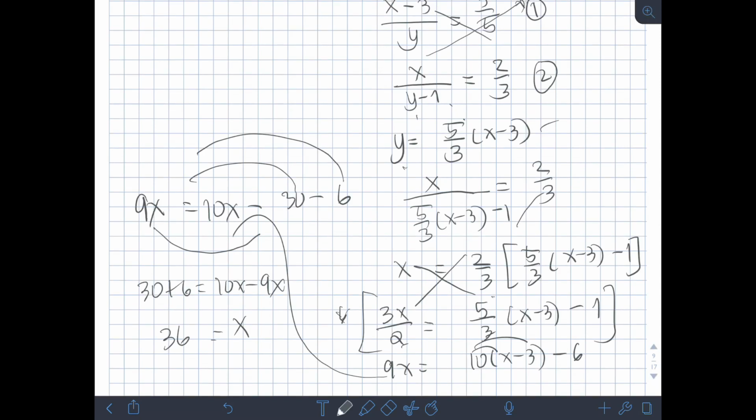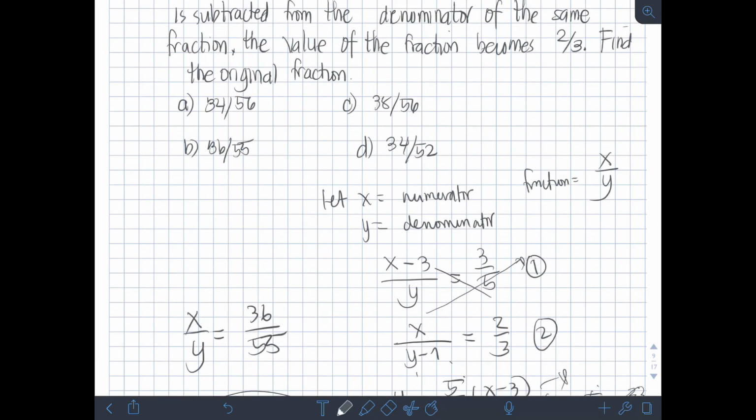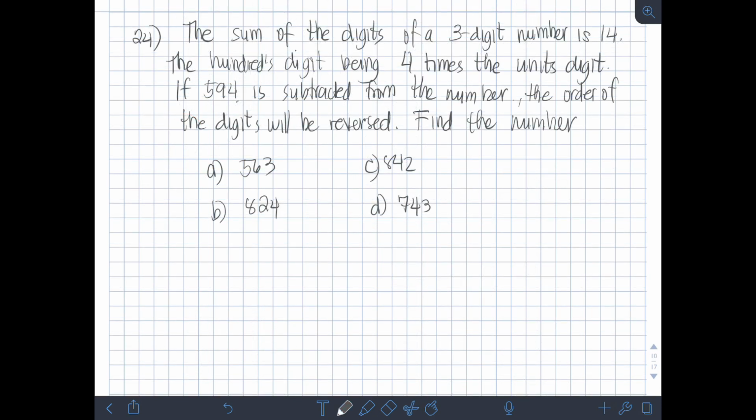Okay, so, therefore, yung y natin, substitute natin dito, y is equal to 5/3 of 36 minus 3. So we have y is equal to 36 minus 3 is 33. Divided by 3 is 11 times 5 is 55. So therefore, yung numerator natin ay 36 at yung denominator natin ay 55. So the fraction is x over y or 36 over 55. Letter B.